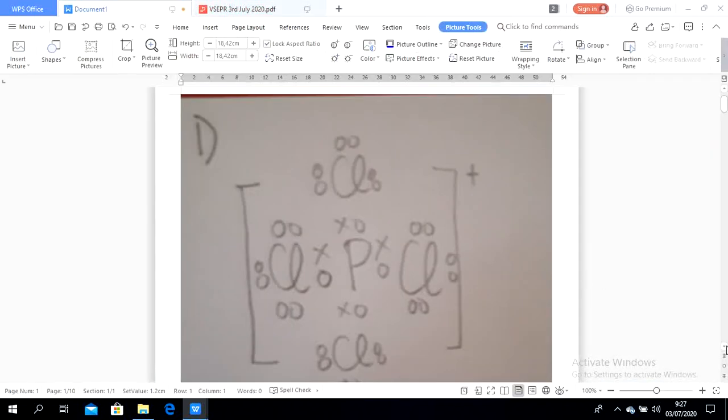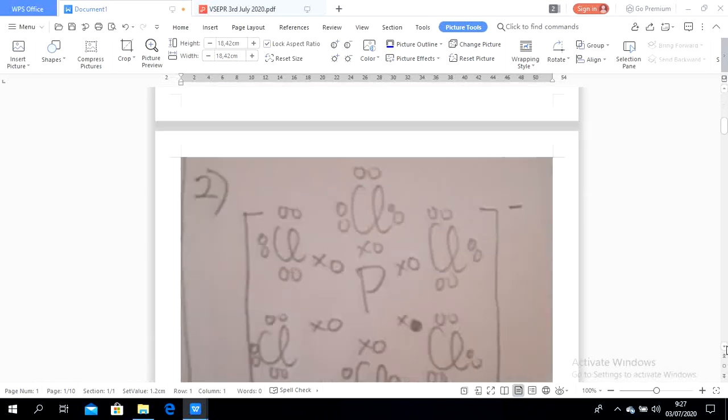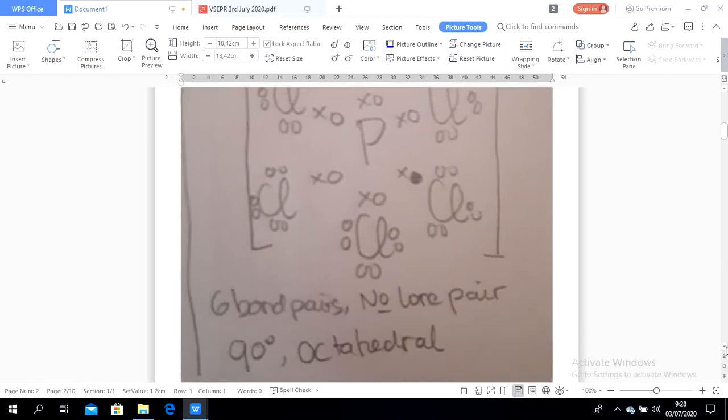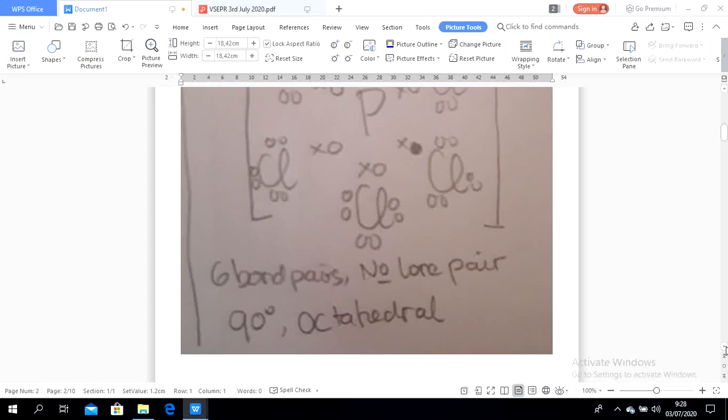Okay, so let's see number 2. Here there are 6 chlorine, and in each chlorine there are 7 electrons. This is the electron which is gained from outside. This becomes a negative ion. Let's see here, 1 pair, 2, 3, 4, 5, 6. So there are 6 bond pairs and no lone pairs. So the angle is 90 degrees, and the shape is octahedral.